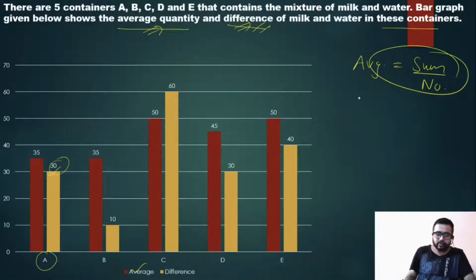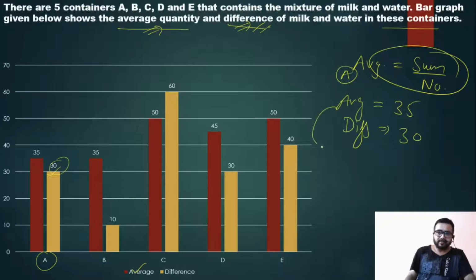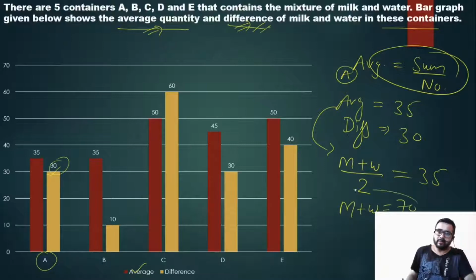So see here, if the average for A is this 35 and the difference is 30, can I say this average will be sum divided by number, and what will be the sum? So we will say the sum will be milk plus water divided by 2, because there are two quantities, milk and water, that will be equal to 35. So you can say milk plus water will be equal to 70.